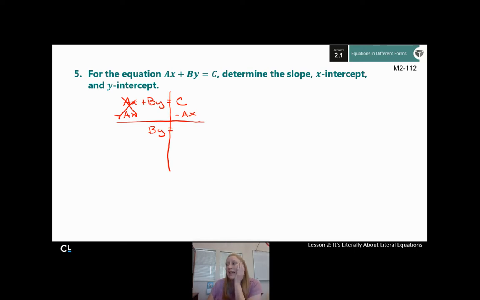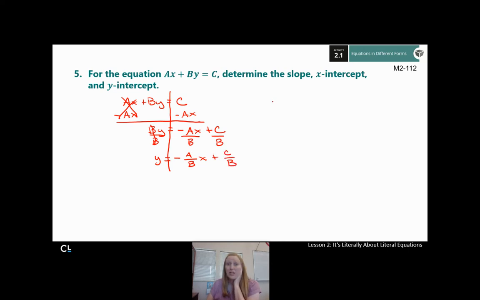Only now I have these guys on the same side and they are not like terms. I can't combine them. So I'm going to put my x in front. So negative ax plus c. Hooray. So that's good, except my y isn't alone yet. I don't want b times y, I just want y. So since it's multiplication, I'm going to divide by b, and that means everybody gets divided by b. That's how it goes. So by divided by b, the b's cancel, and I just have y equals negative a over b x plus c over b.